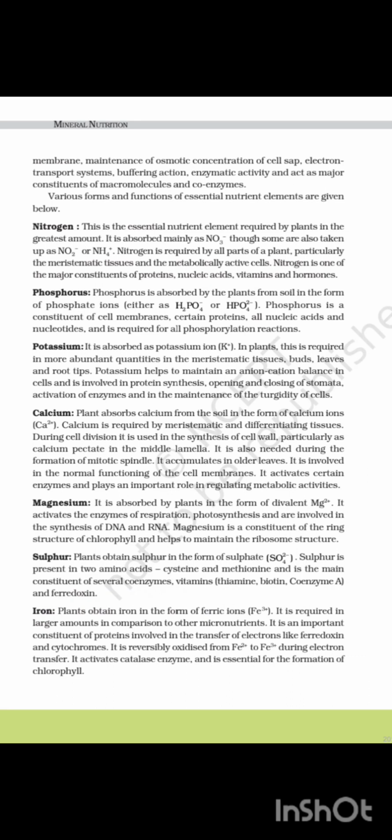Iron. Plants obtain iron in the form of ferric ions. It is required in large amounts in comparison to other micronutrients. It is an important constituent of proteins involved in the transfer of electrons like ferredoxin and cytochromes. It is reversibly oxidized from Fe2 plus to Fe3 plus during electron transfer. It activates catalase enzyme and is essential for the formation of chlorophyll.